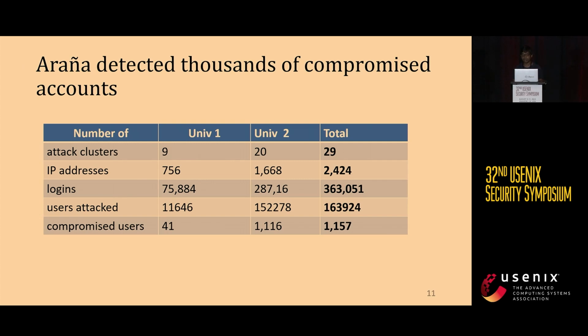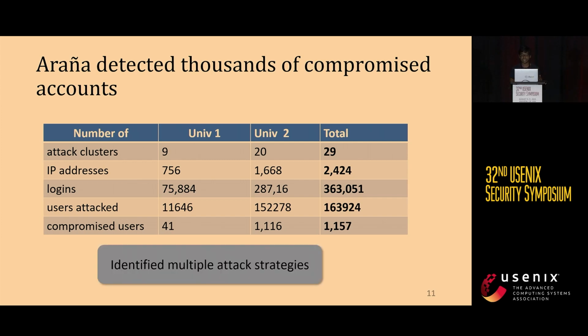In summary, Arania was able to discover around 2,500 malicious IP addresses, sending over 350,000 malicious logins, attacking around 160,000 users from the Gossamer dataset. And as I mentioned earlier, we were able to identify 1,157 unique users which were compromised.